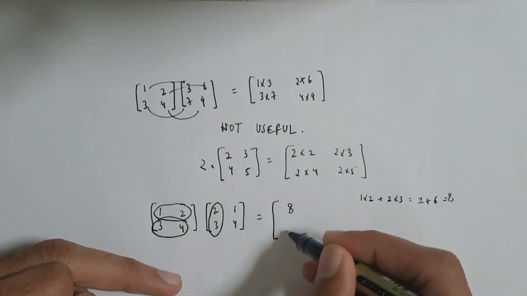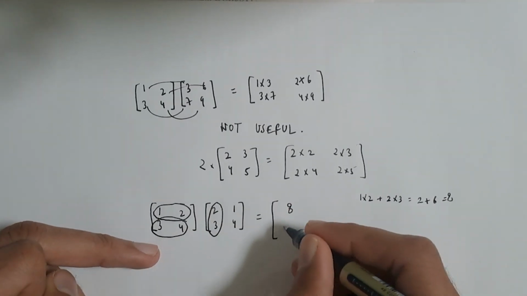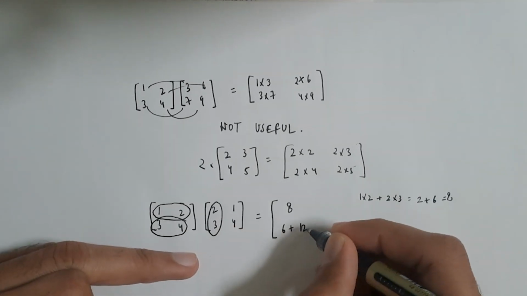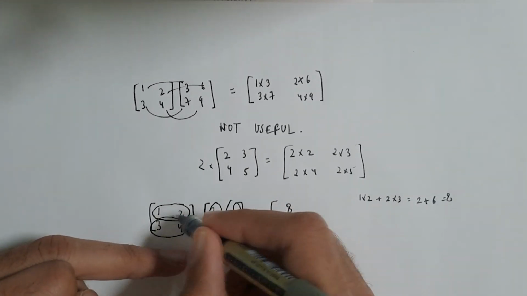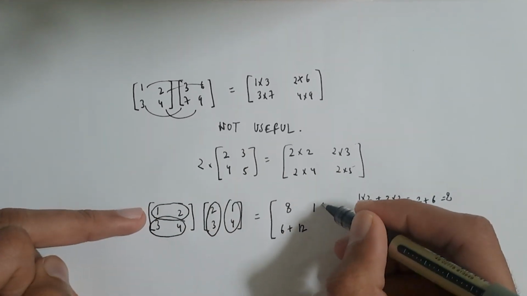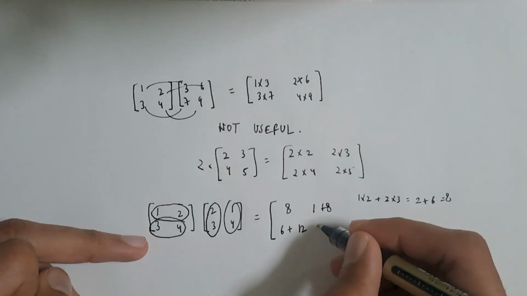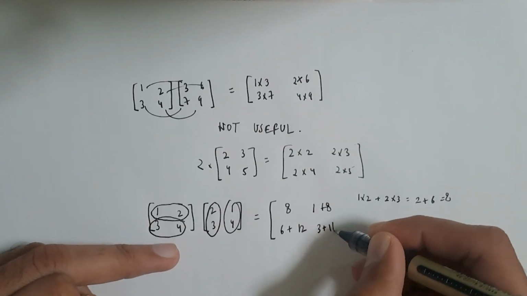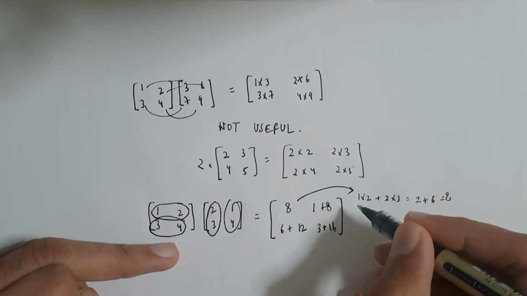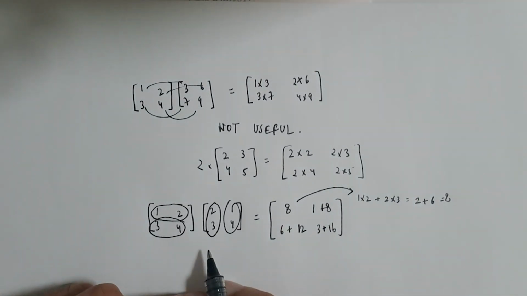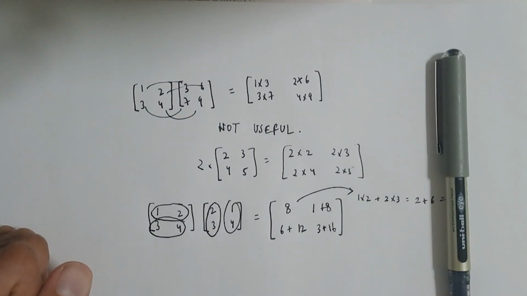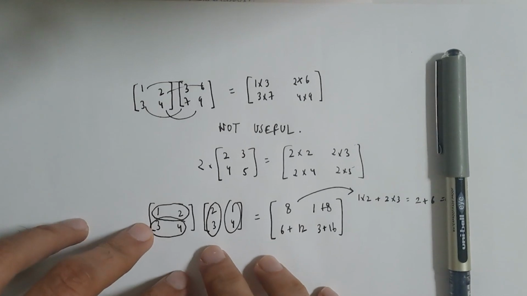This and this will give you this element: 3 times 2, 6, plus 4 times 3, 12. Correspondingly, you can find 1 plus 8, 3 plus 16. This is a fairly weird way to do it, but this is useful to us.